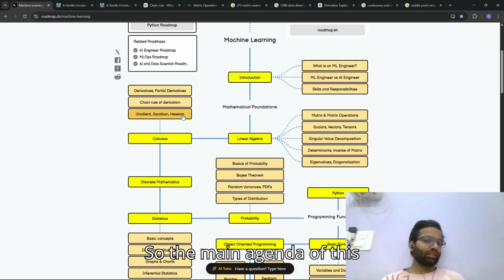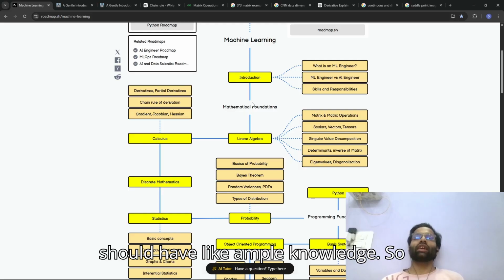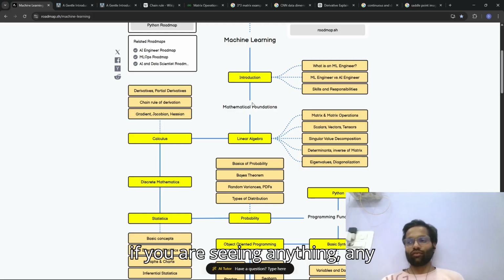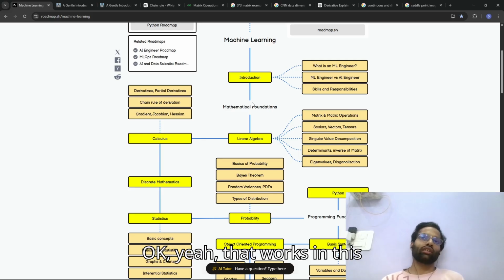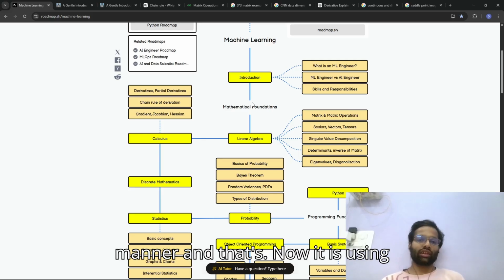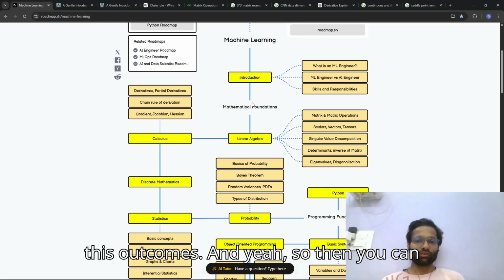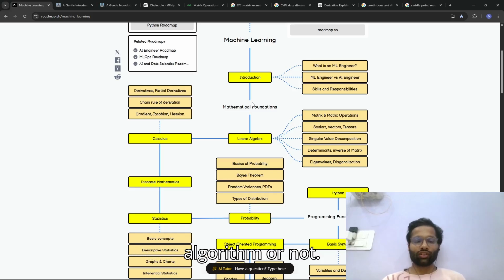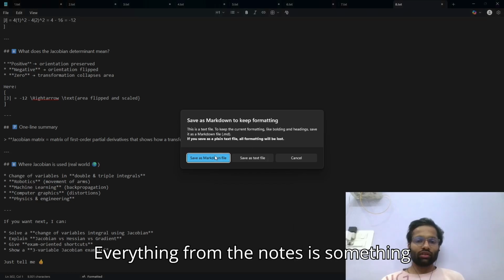So the main agenda of this is that you should have ample knowledge of all these topics. So if you are seeing any algorithm using them in any way, you have that idea. Okay, yeah, that works in this manner, and that's how it is using it, and it can result in these outcomes. And then you can decide whether you prefer that algorithm or not. So that's the starting of it. Everything from the notes is something clear.